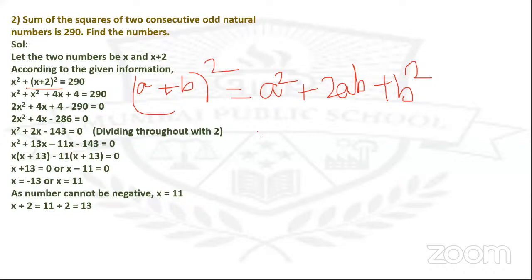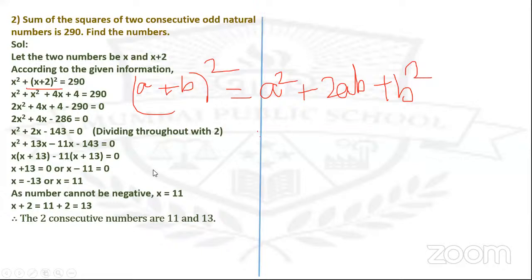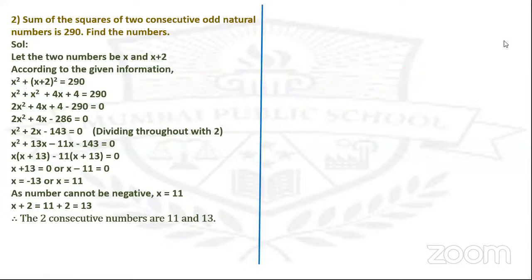So x plus 2, that is 11 plus 2, that is what? 13. Therefore, the two consecutive numbers are 11 and 13. So what are the two consecutive numbers? The numbers are 11 and 13.